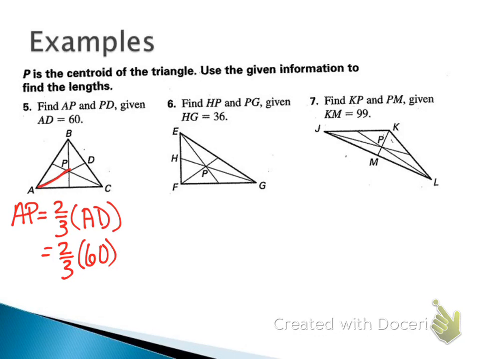What's 2 times 60? 120. Divided by 3. What's 12 divided by 3? 4. So 120 divided by 3 would be 40.